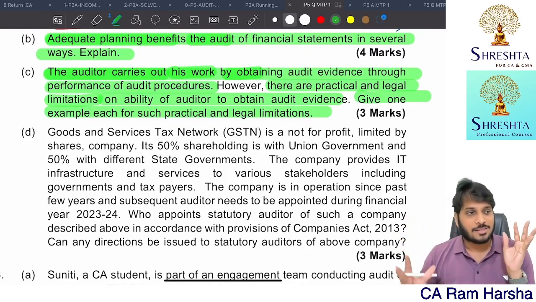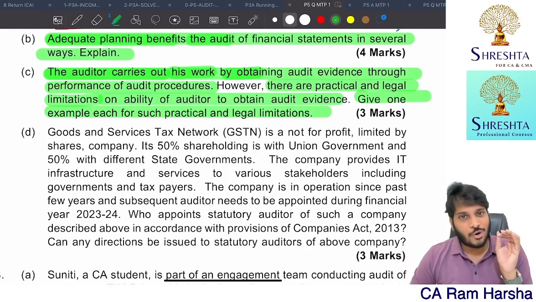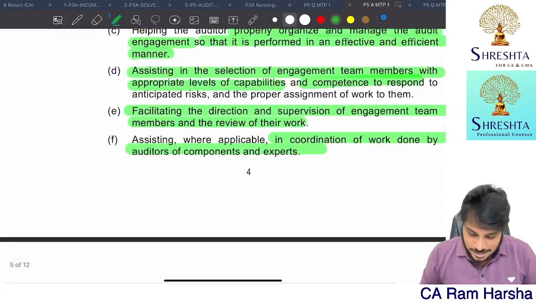Second, practical limitation. The volume of transactions is so large. We can do the audit only based on a sample. We cannot do 100% verification. Yes or no? That's it.